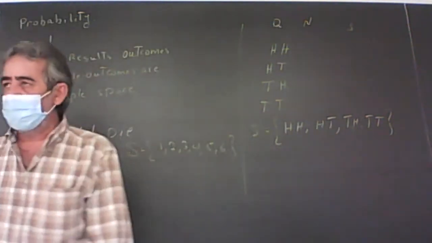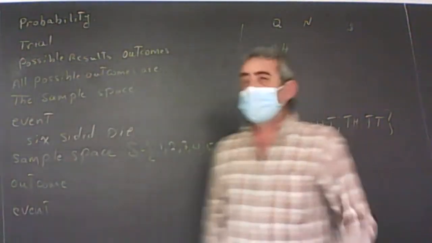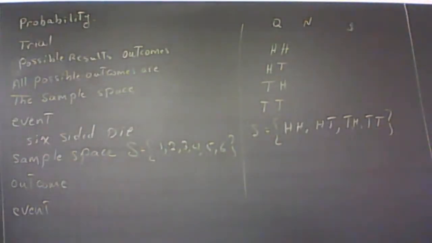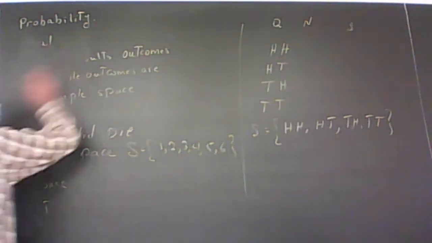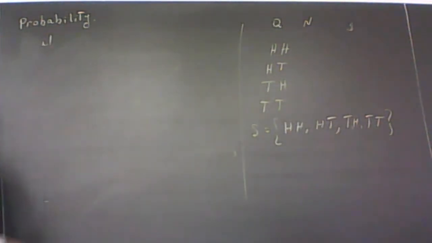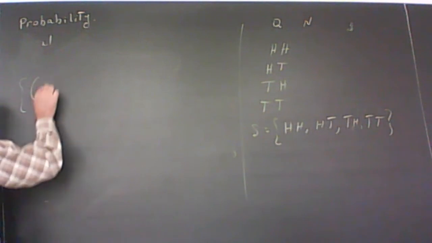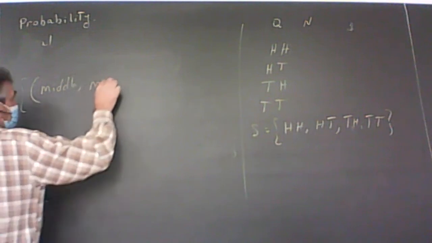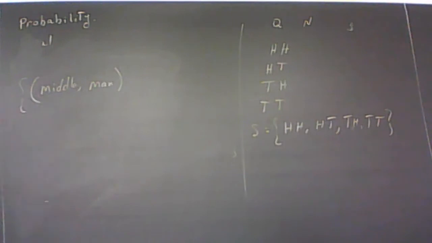Sometimes we make a poll, and then we can specify these polls as young man, middle-aged man, older man. In this case, for example, your outcome can be written as an ordered pair. So, for instance, one outcome could be a middle-aged man.